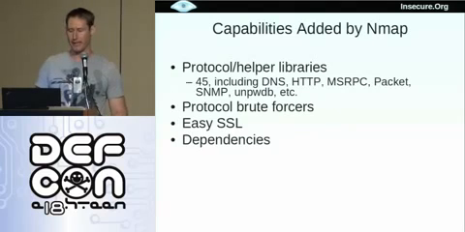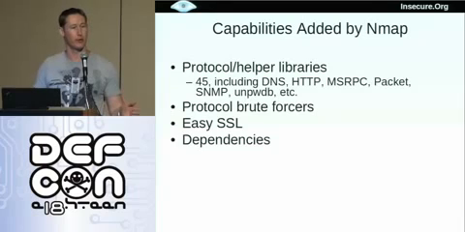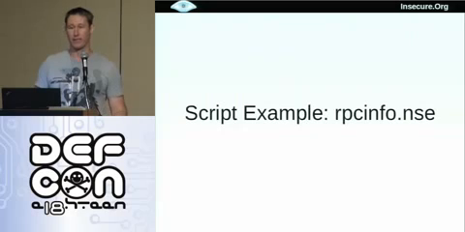Nmap adds a few capabilities to that. We have protocol and helper libraries. They help you make, say, an SMB query or a HTTP request without getting bogged down in the details of the protocol for making those requests. We have protocol brute forcers, like we looked at SMB brute, so that it can find the passwords for you in those times when you really need them. We have SSL, and we have the dependency system. We talked about how SMB enum users can then take that username list, and SMB brute knows to take those results and crack them. So that's a really quick overview of what we've added.